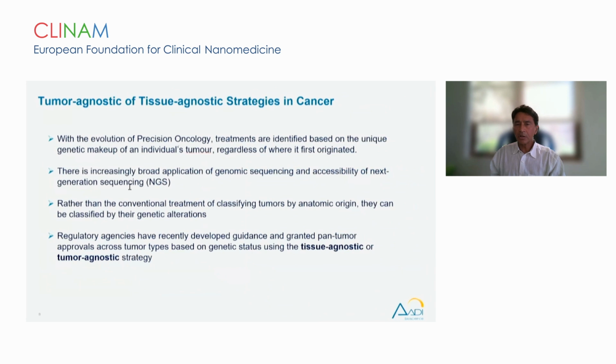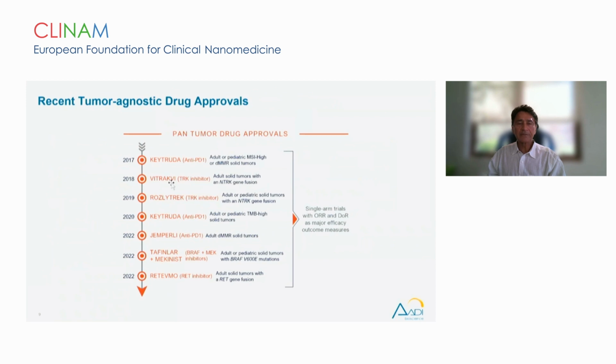So with the evolution of precision oncology and genomic analysis, a lot of patients have genomic sequencing on their tumors, and we can rely on this information to find what is mutated in their tumors. So rather than the conventional treatment and classifying tumors by anatomic origin, say lung cancer, breast cancer, etc., we want to identify the tumors as driven by their genetic alterations. So the regulatory agencies have recently developed guidance and granted pan-tumor approvals across a variety of tumor types just based on the genetic status. So there's a tissue agnostic strategy available for tumors and drugs that are targeted to specific mutations.